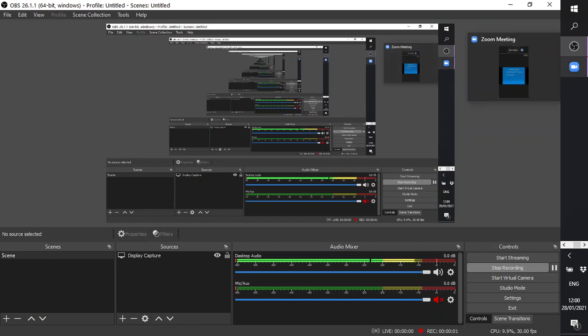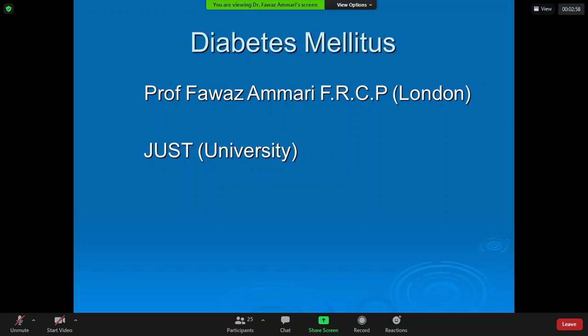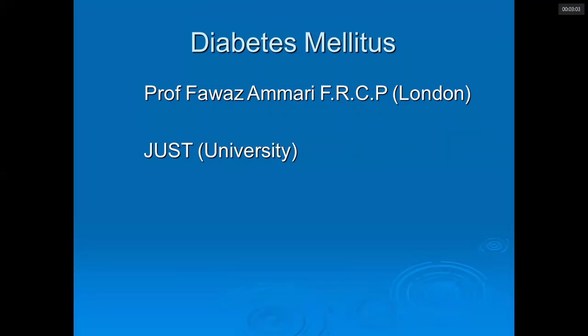Now we start talking about diabetes mellitus, which is a very common disease, affecting more than 10% of the population all over the world. In Jordan, maybe more than 25% after age 25 are suffering from diabetes and pre-diabetes. That is really a major health problem all over the world and in Jordan especially.